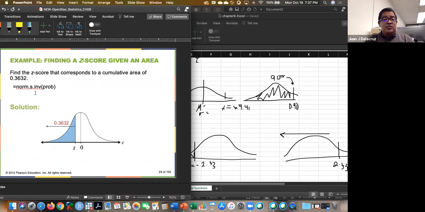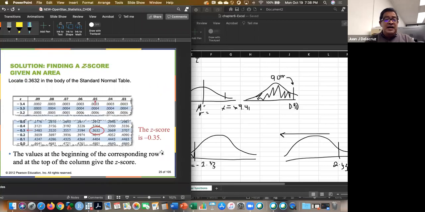So I showed you how to find the z-score that corresponds to our cumulative area. You use the NORM.S.INV and then the probability. So you have the probability, and you're going to find the value of the z-score. So this is using the tables. You are welcome to use the table. If you have the probability, you just have to identify the probability that closely matches the z-score.